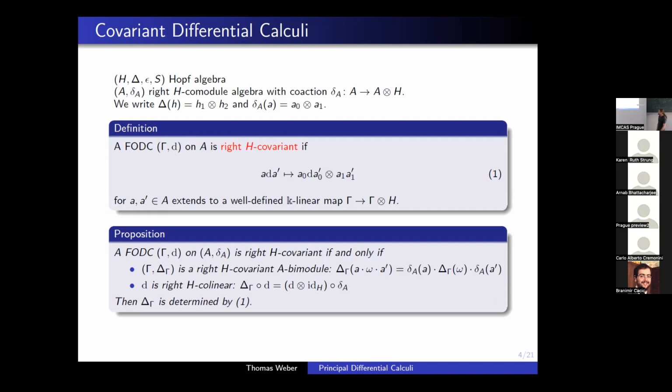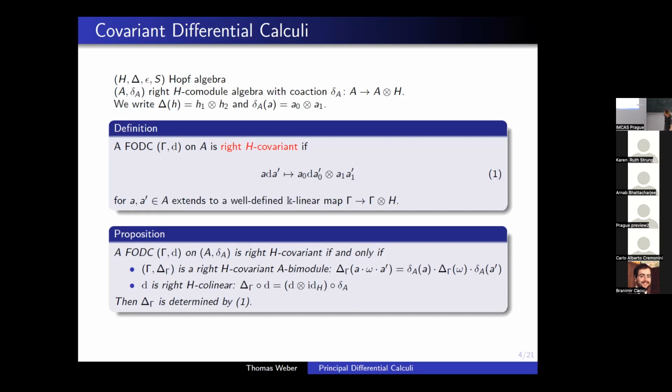So then a covariant calculus is just a first order differential calculus, such that this map makes sense. So that this is a well-defined map from gamma into gamma tensor H. And just to be clear, usually this will not make sense. So this will usually not be well defined. But if it is, we call it a right H covariant first order differential calculus.